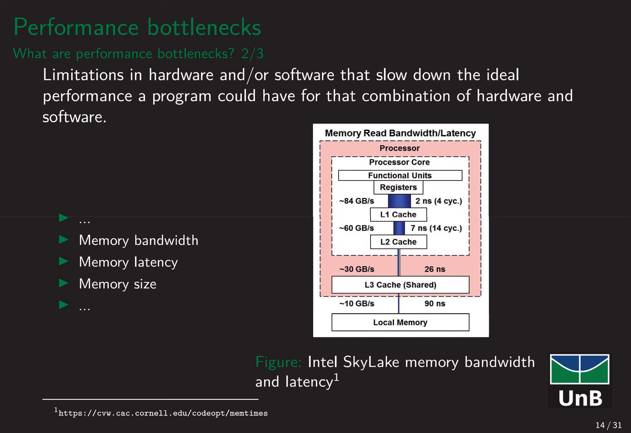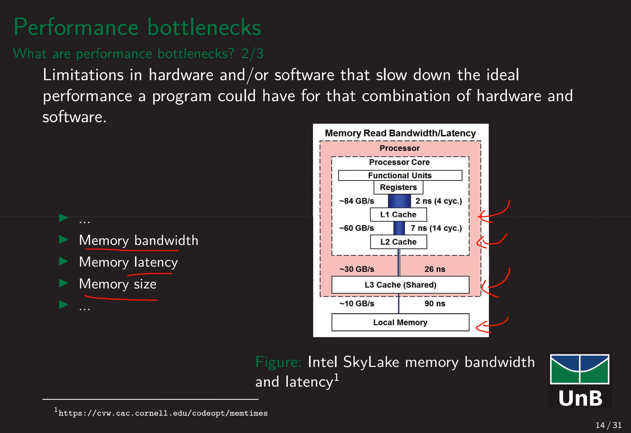Another hardware characteristic that can limit the performance of our programs is the memory subsystem, which can be characterized by the bandwidth, latency, and size. And the memory subsystem is composed of multiple tiers. In this case here, we have the L1 cache, L2 cache, shared L3 cache, and the main local memory.